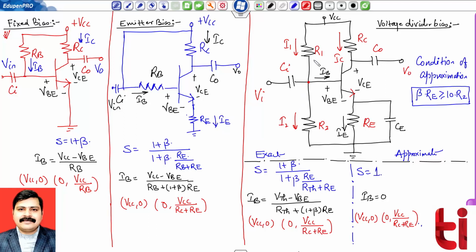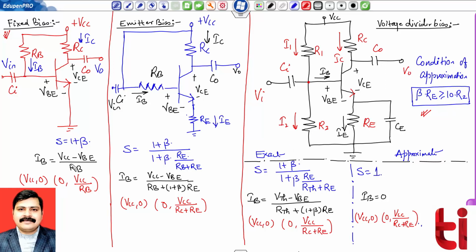For the voltage divider bias, two resistances R1 and R2 are used, and there are two methods for the analysis: exact and approximate. Over here, the condition of approximation is that beta multiplied by RE is greater than or equal to 10 times R2. If this condition is satisfied, then such a circuit can be solved with the approximate method, and there is hardly a 10% variation in the result. We will see this comparison in the numerical section also. And if this condition is not satisfied, then we are bound to solve this type of network using exact analysis.